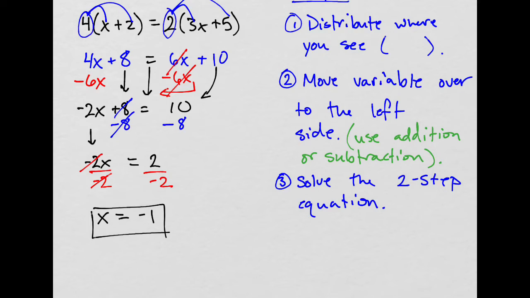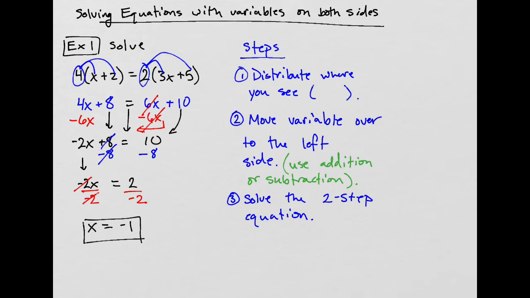Not too bad. So you distribute wherever you see parentheses. So that's what we did here. And then move the variable over to the left side. That's what we did here. If this was a negative, we would have added 6x, and then we would have gotten a 10x over here. So be careful of that. You're always going to be using addition or subtraction. You can tell whether you're using addition or subtraction by whatever sign is here, and you do the opposite. And then solve the two-step equation.